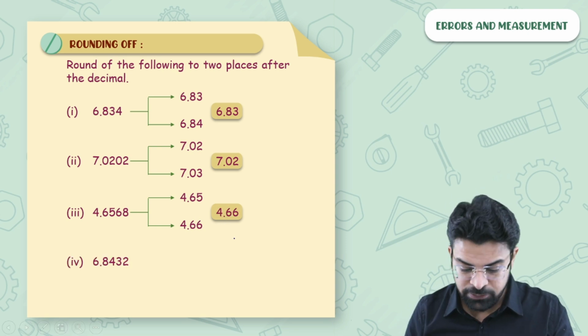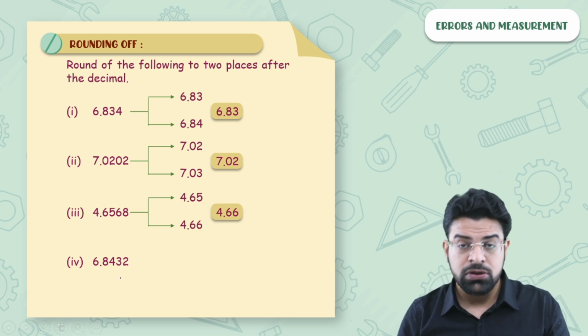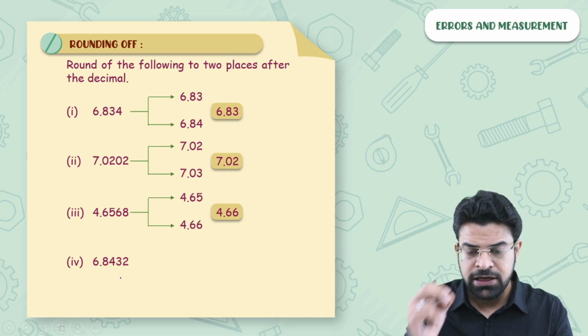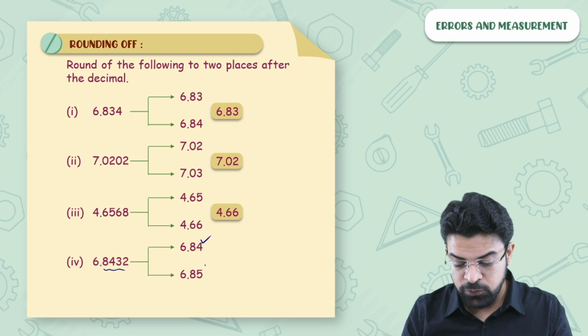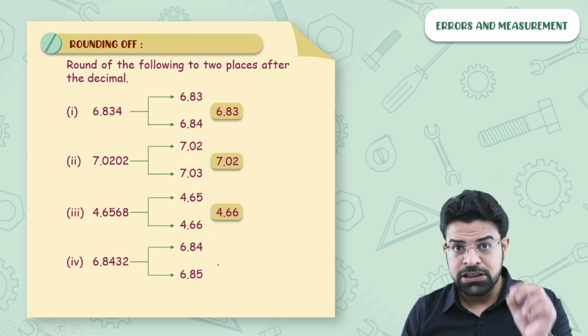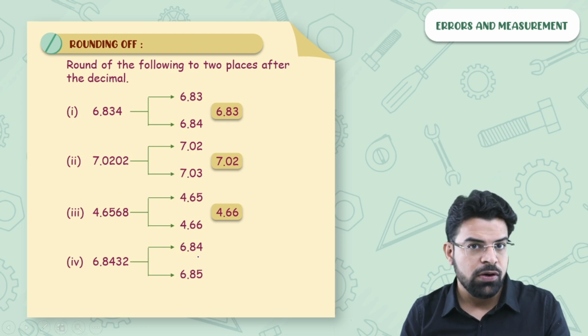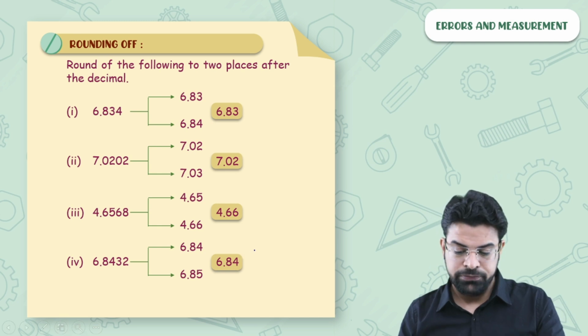Let's see the next example. If you have got 6.8432, the two closest numbers up to two places after the decimal from 6.8432 are 6.84 and 6.85. 6.8432 is closer to 6.84. Hence, after rounding off, we will say that it is 6.84.